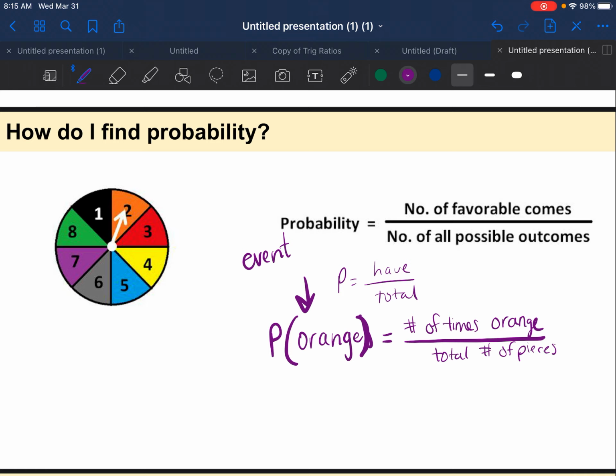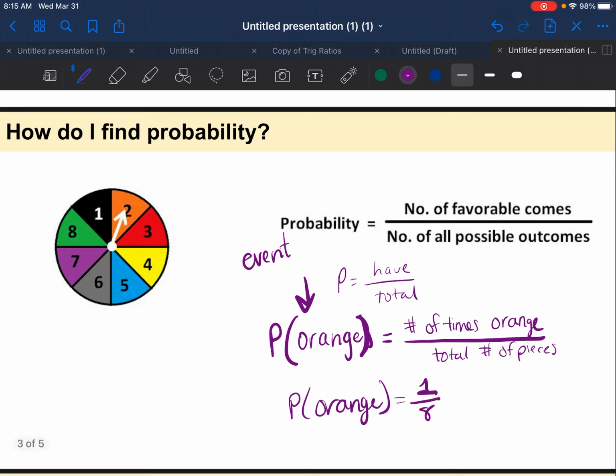This example is pretty easy to look at, but sometimes when it gets more complicated, it's nice to write out exactly what you're looking for. So the probability of orange is equal to 1 over 8. And that's it. That's all I have to do to find the probability.